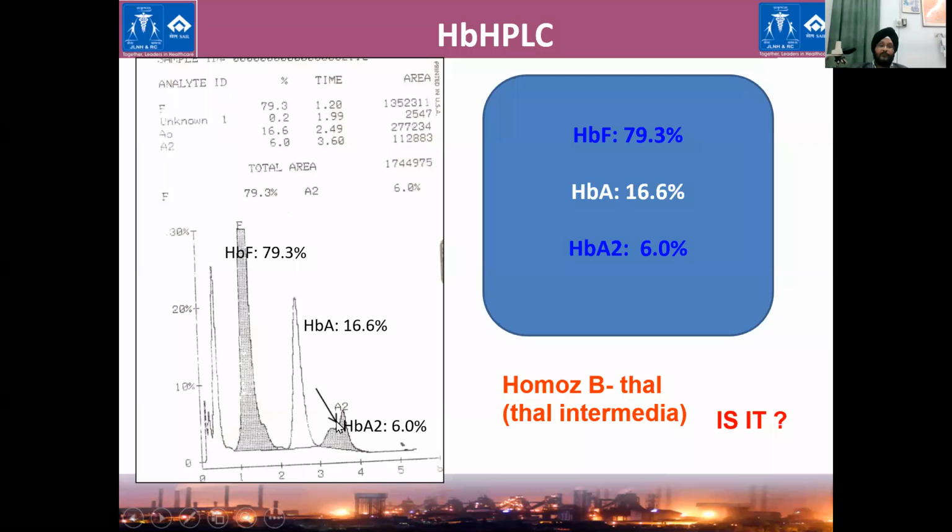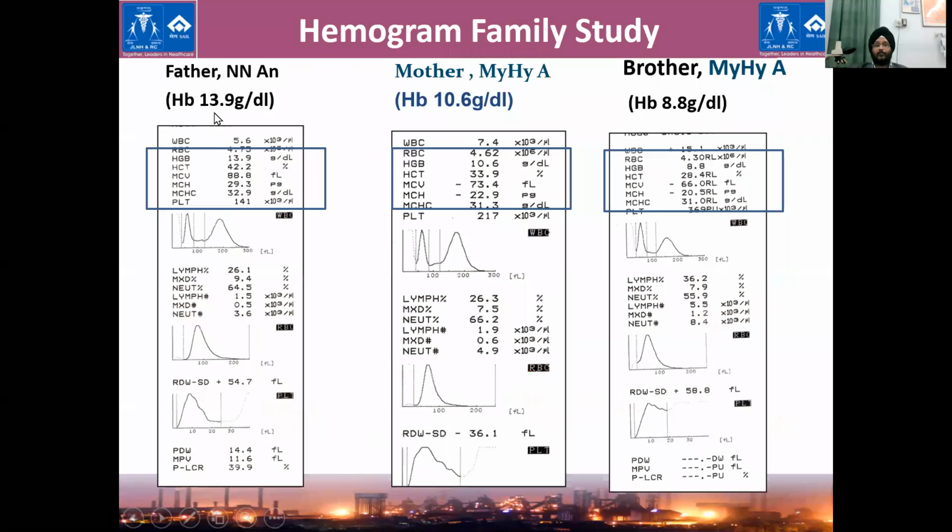Now we wanted to confirm where it came from, so we did a family study. This is the hemogram of the father, mother, and the brother. Father has a normal hemoglobin with normal indices. Mother has a bit low hemoglobin with microcytic indices. Brother has a hemoglobin which is still lower, but not as low as his sibling. So the brother is also anemic, but is not requiring transfusion, probably because as the other sibling is requiring regular transfusion, they have not moved. This sibling got ignored somehow.